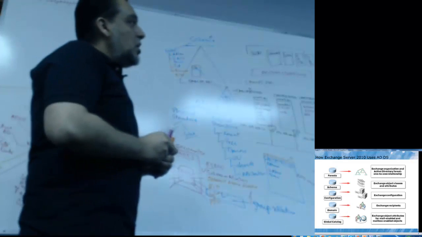Second one: all Exchange objects and classes are stored in the schema. This makes sense. So here you have the schema on this side, and since the schema stores the objects and classes of Active Directory, it will store the objects and classes of Exchange as well. So all Exchange objects and classes.